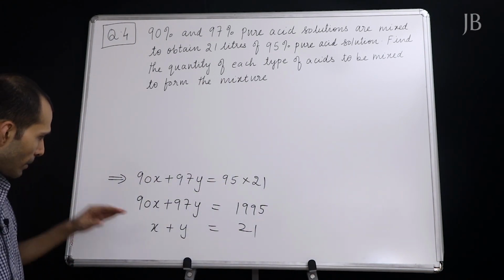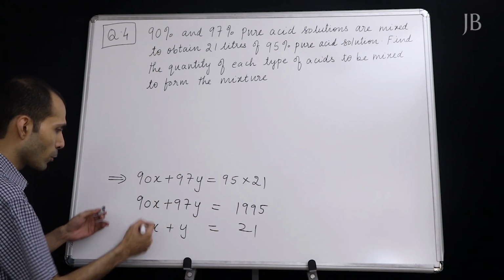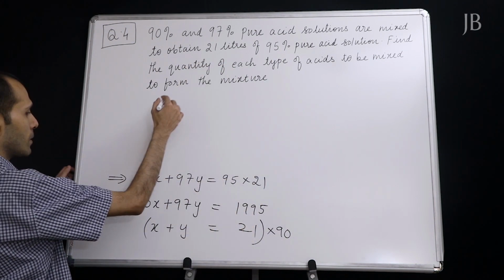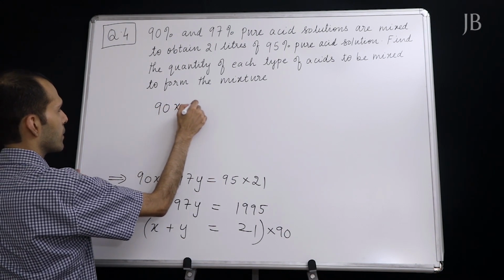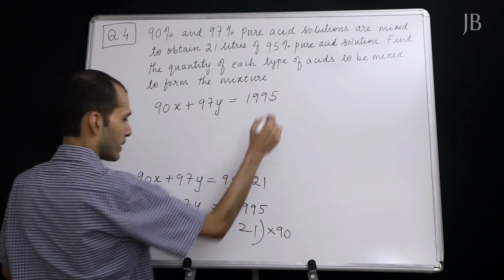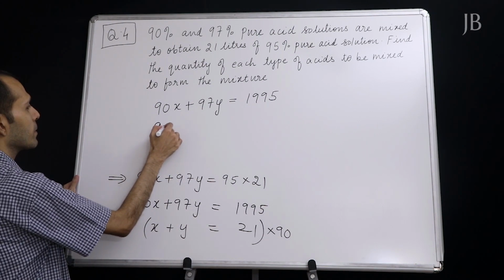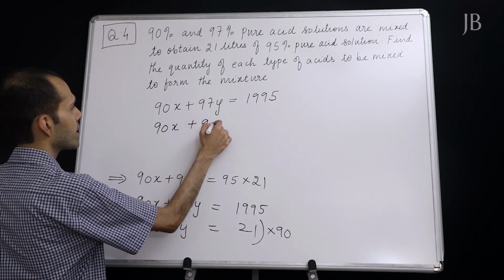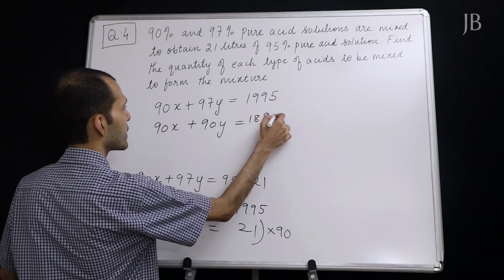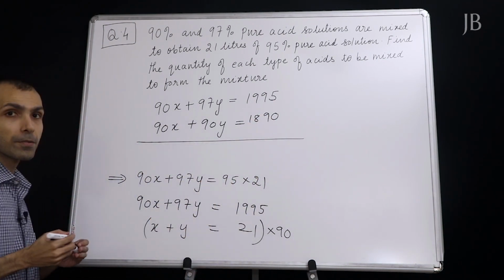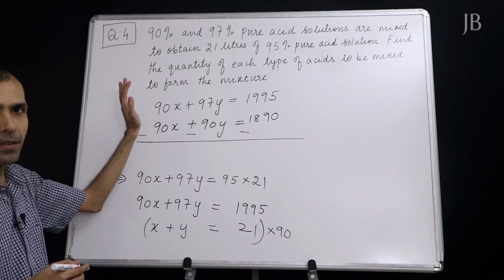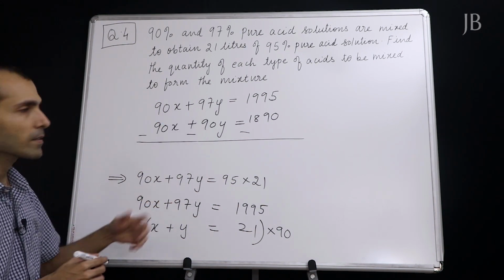Now, how to tackle? We'll multiply this equation throughout by 90, so that both will have 90x, and one term is equalized. So this is 90x plus 97y equaling 1995. And this equation I have multiplied by 90, so it will become 90x plus 90y equaling 1890. Now what to do? Subtraction will work here. When you subtract, one term gets eliminated totally. So our target is to eliminate one of the two terms.